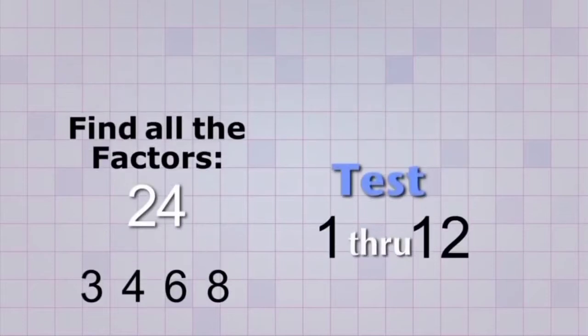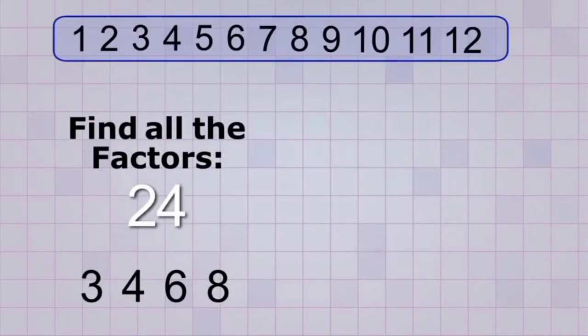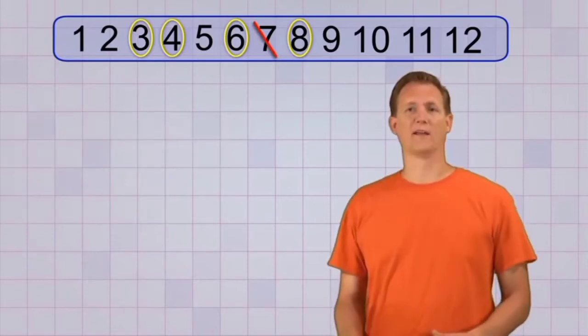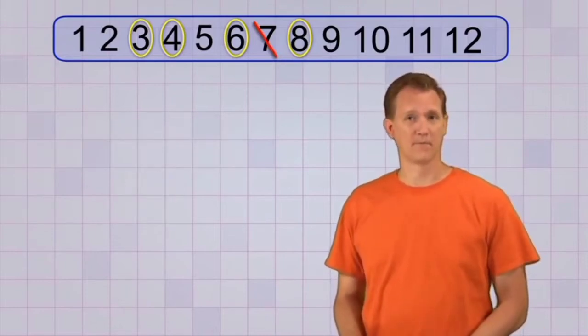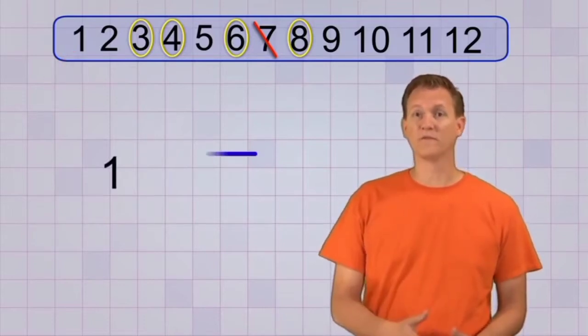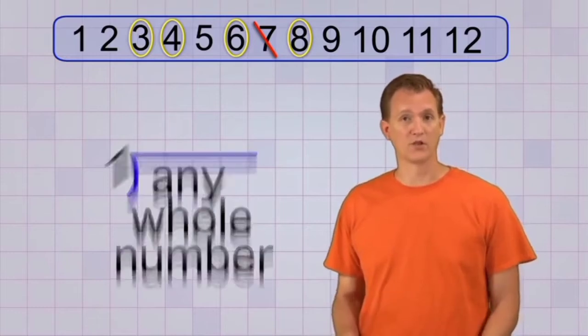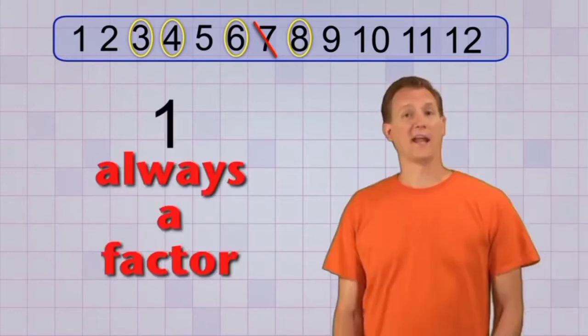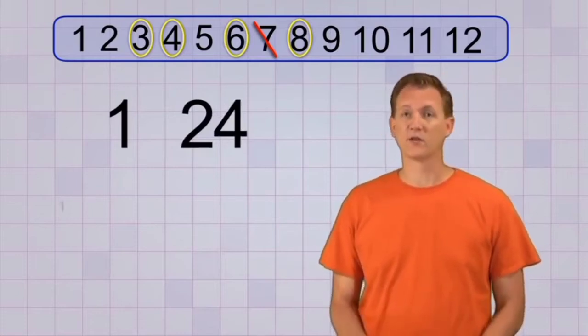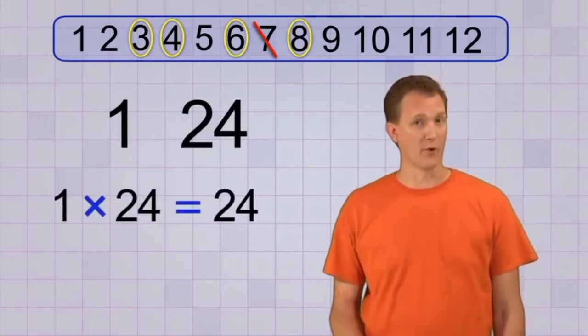To keep things organized, let's list the numbers we're going to test, and we'll circle the factors that we already know: 3, 4, 6, and 8. We can also cross out the 7 since we already tested it and found out it wasn't a factor. Okay, now for the numbers we haven't tested yet. Let's start with 1. Well, of course 1 is a factor, because 1 will divide evenly into any whole number, so 1 is always a factor. And since 1 is a factor, then that means that 24 is also a factor, because 1 times 24 equals 24.